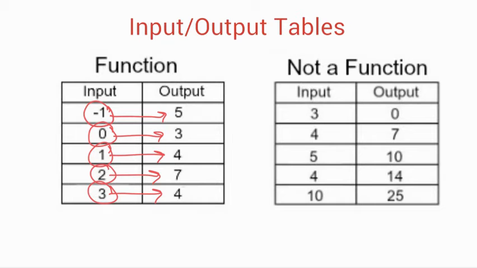Now let's go over to the second example. If I put in a 3, an input of 3, then I only get a 0. However, what if I put an input of 4? Not only can I get a 7, but I can also get an output of 14. And that is not okay because that means for the same input of 4, there are 2 possible outcomes, and that is not okay because remember, if this were a vending machine, if we put in a 4, we would expect only one item to come out, the item we were looking for. We wouldn't want to be surprised by something different.